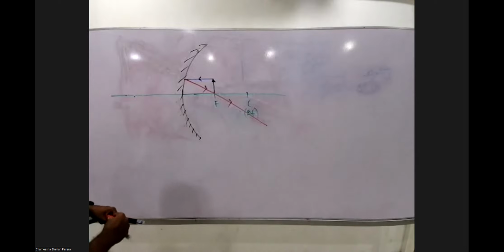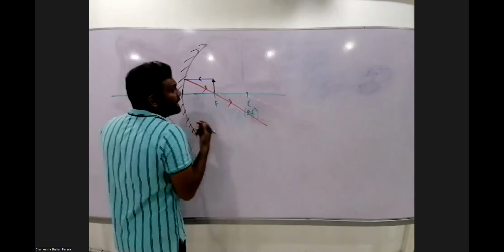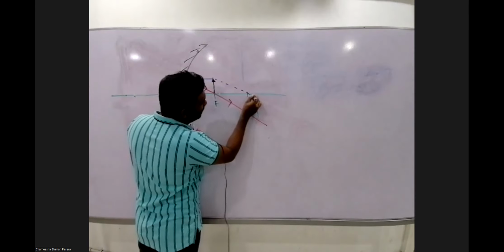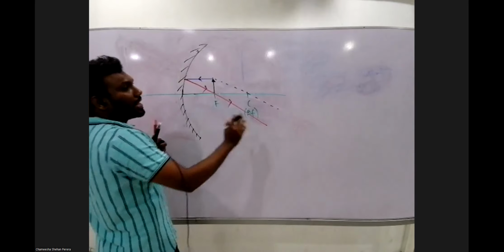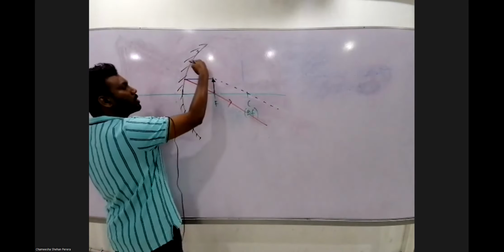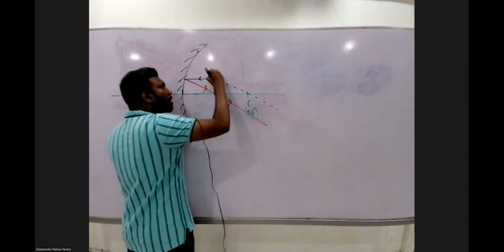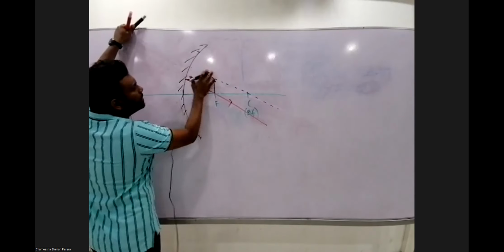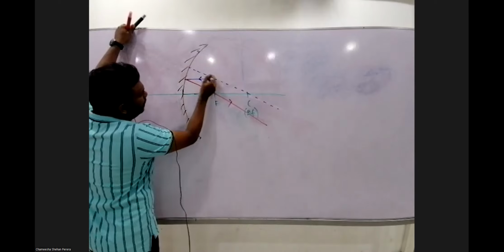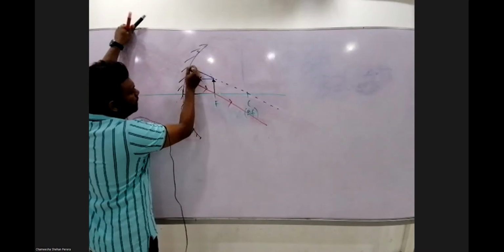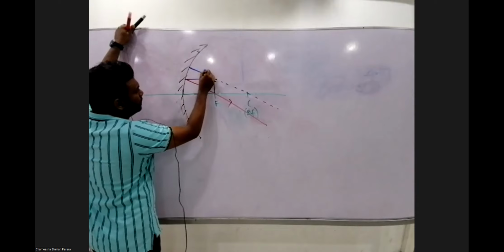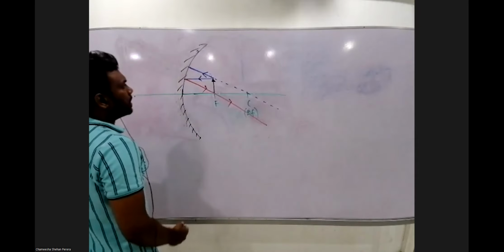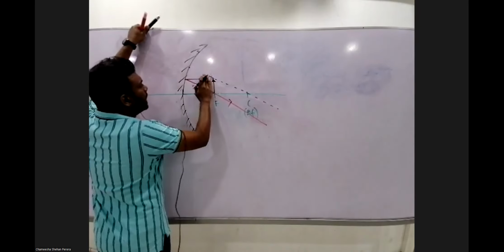The next ray, see the next ray. Again, the second ray tries to reach the concave mirror surface as if it is coming through the principal axis. Not that the ray really comes through the principal axis; it goes from the object onto the mirror. Keep it in your mind. Right, this is the incident ray. Now, if you observe, how does it reach the surface of the mirror?